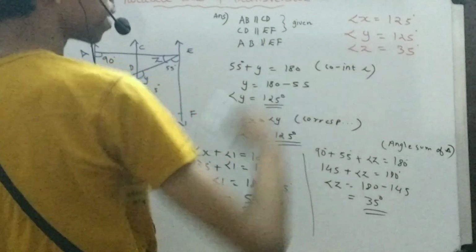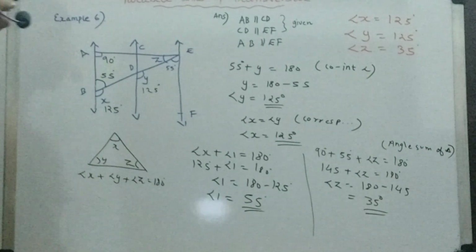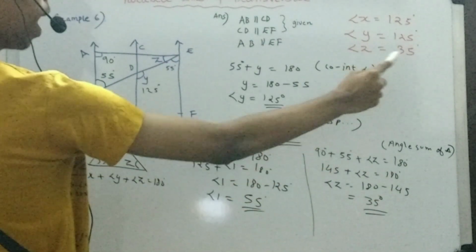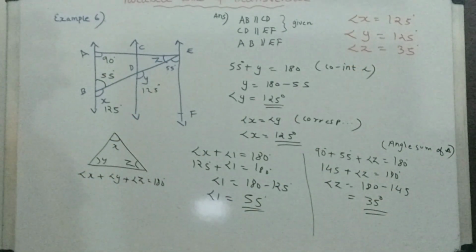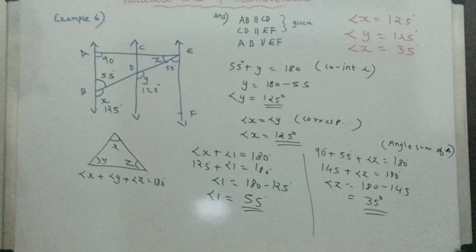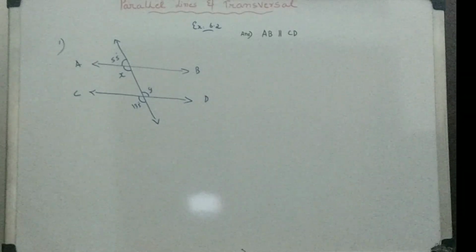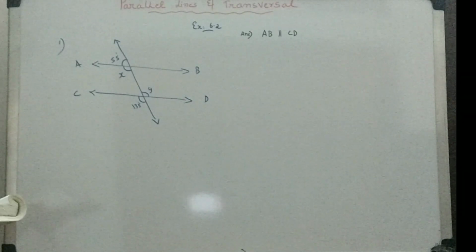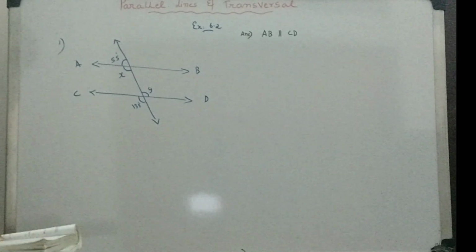We got angle x is equal to 125 degrees, angle y is equal to 125 degrees, and angle Z is equal to 35 degrees. I hope it is clear. So now let's move on to our exercise number 6.2, first question.